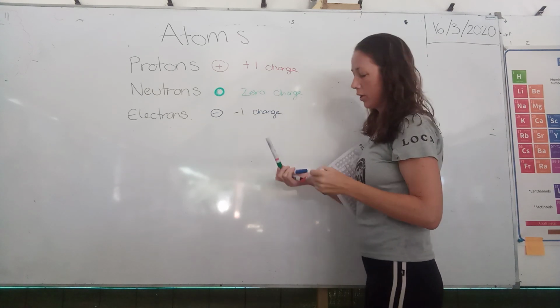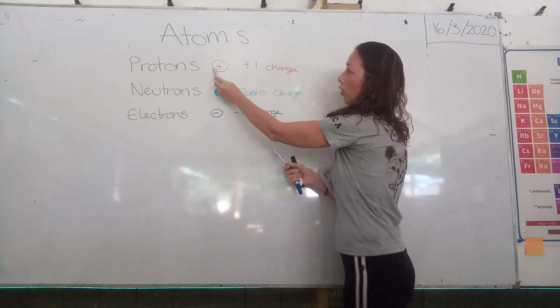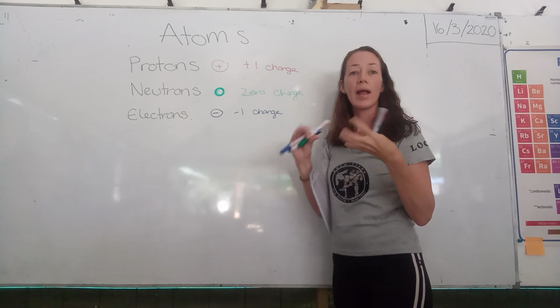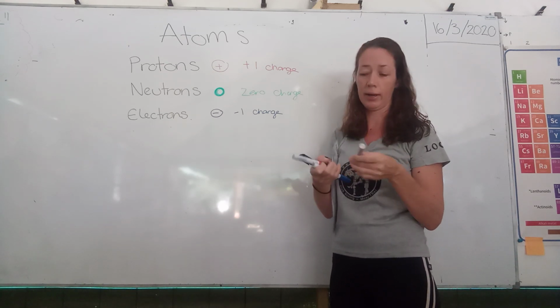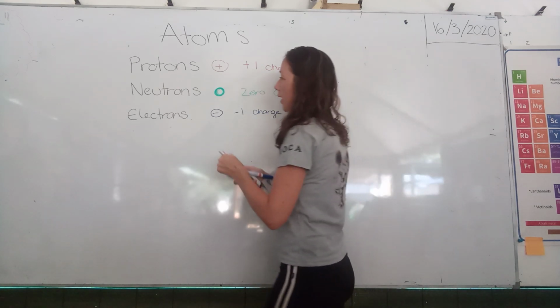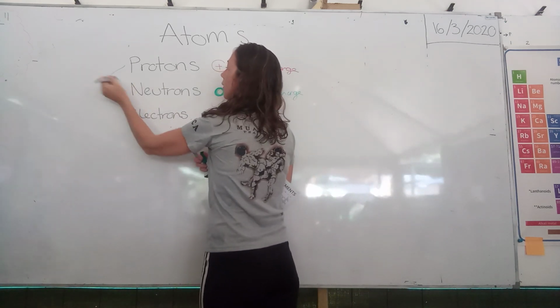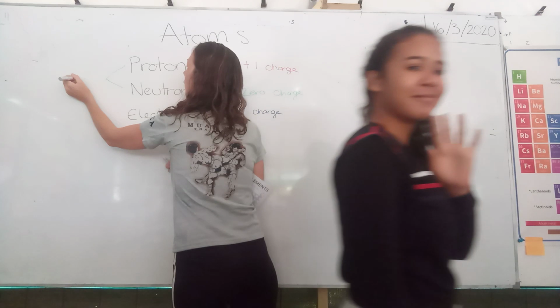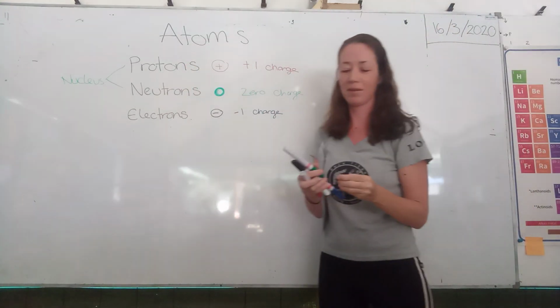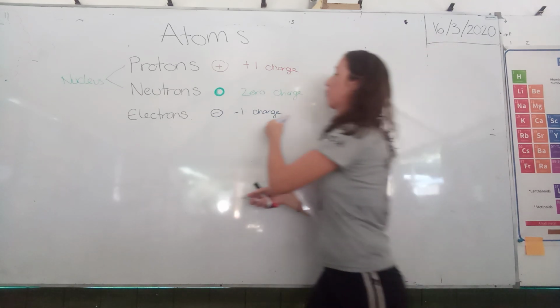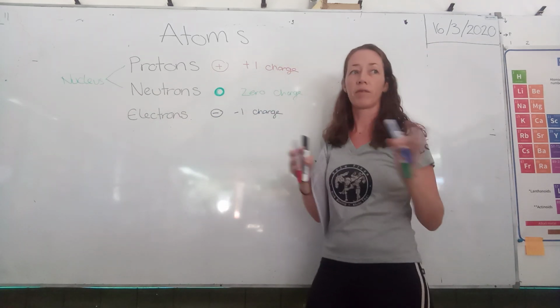Okay, what you need to remember as well, guys, is protons and neutrons are in the middle of the atom. That middle part is called the nucleus, okay? So these two make up the nucleus. So right in the middle, you've got your nucleus. And then these electrons are flying around on the outside.